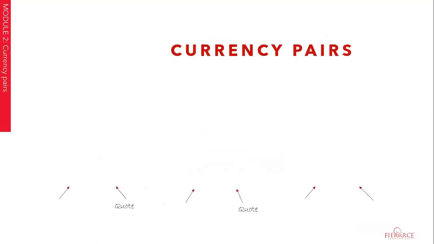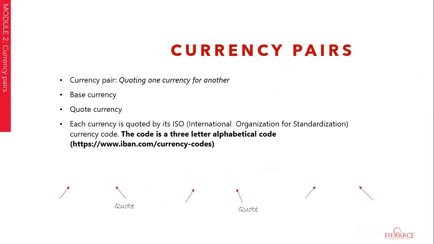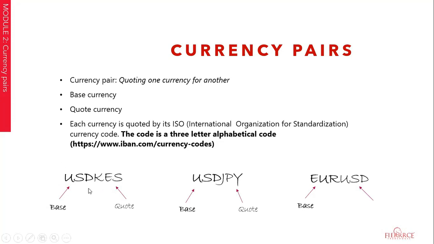Now, when we talk about currency pairs, it's important to know, as you've seen in the previous example and in these examples here, that we are seeing 2 currencies. Anytime we're talking about Forex, because we're talking about an exchange of one currency for another, we are always quoting one currency against another. So we have 2 different types of currencies: the base currency and the quote currency. In these examples, you can see the first currency is the base currency, the second currency is the quote currency. So whether we are talking about USD Kenya shilling, USD JPY, or Euro USD, that's basically how they are quoted.